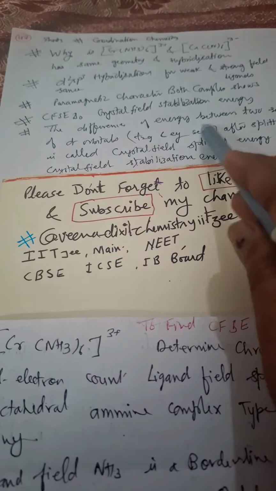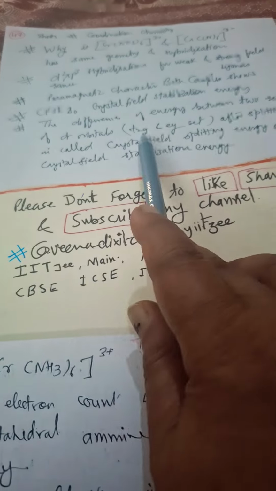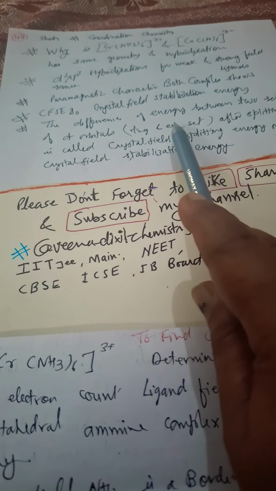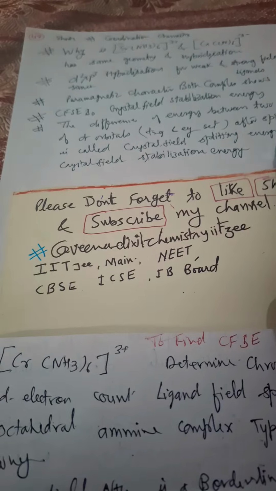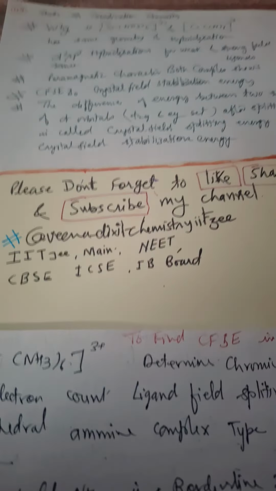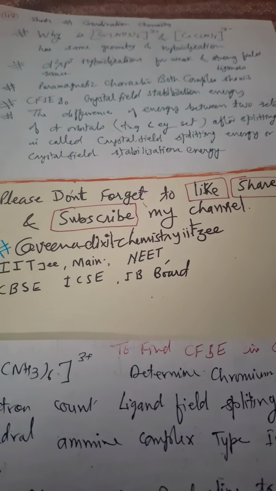Now the difference of energy between the two sets of d orbitals, the t2g set and the eg set, after splitting is called crystal field splitting energy or crystal field stabilization energy. Both are one and the same.